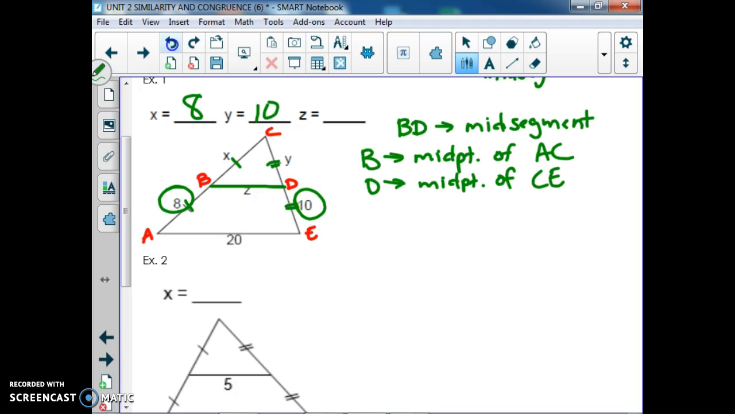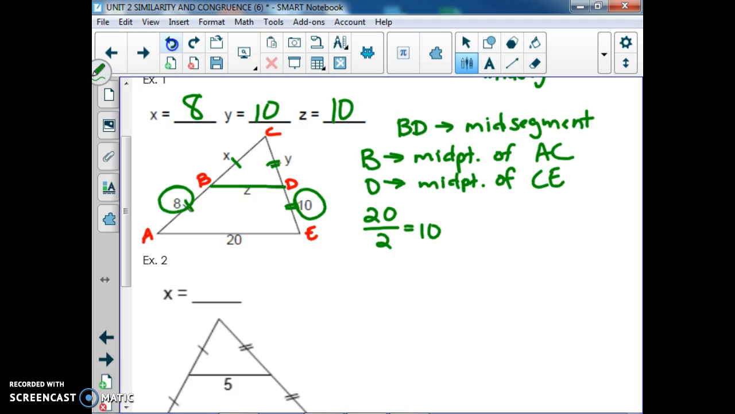And then for z, this is where the half the length comes into play. When you have a nice number like 20, you can just divide it in half, and that's going to be the length of your midsegment. So 20 divided by 2 equals 10. So z equals 10.